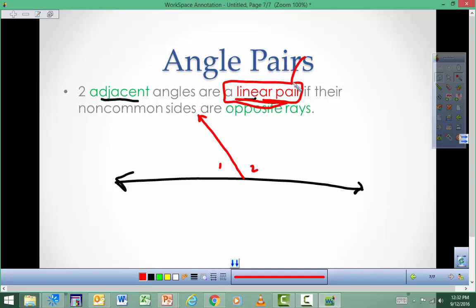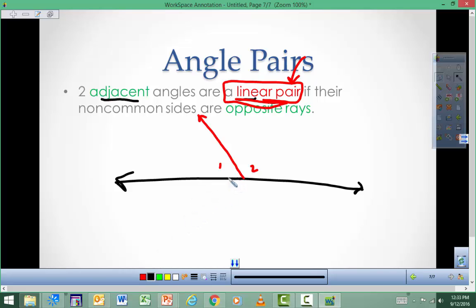Hopefully you understand a pair involves two items, right? So if you have a third angle in here, then we don't call it a linear pair anymore because there are three angles in here. So what you could say is that angle 1 and this big angle over here form a linear pair. They need to have a common side. And notice how our book describes it. It says they're made up of opposite rays.